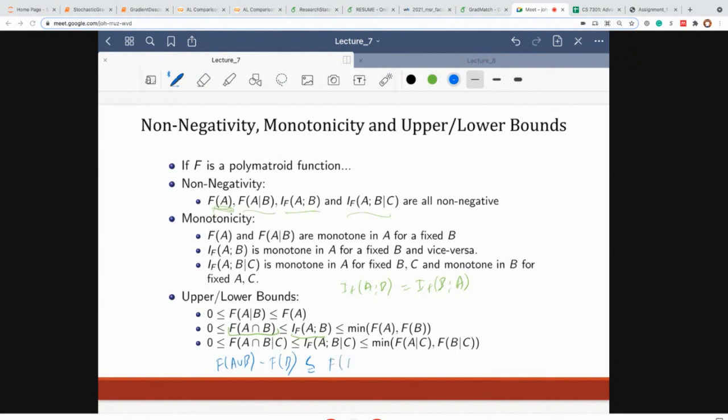minus B. Yes, and the reason is submodularity, because when you take this to the other side, you have f of A union B, and the union of these two is nothing but A union B. From submodularity, the intersection of these two is empty, because B and A minus B don't intersect by definition. So just by the union-intersection property, this holds. Similarly, f of A union B minus f of A is less than or equal to f of B minus A. Yeah, thanks, Krishna. Anything else?